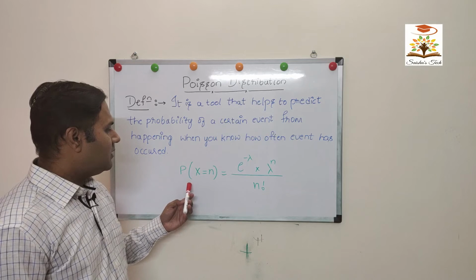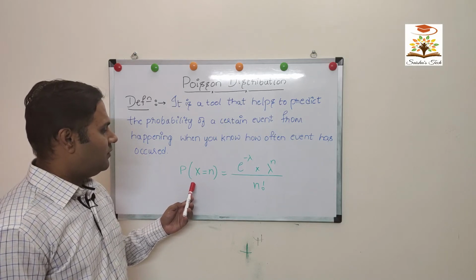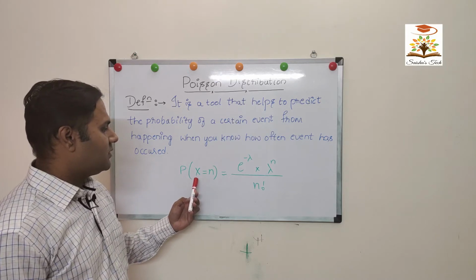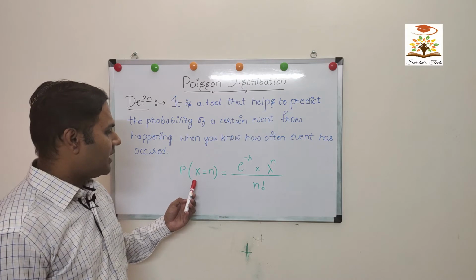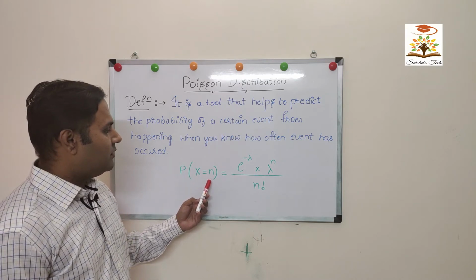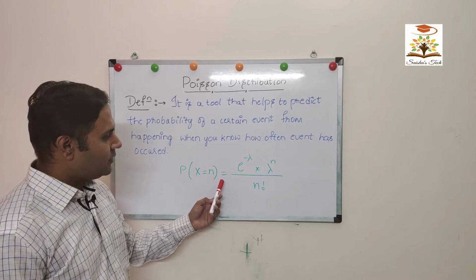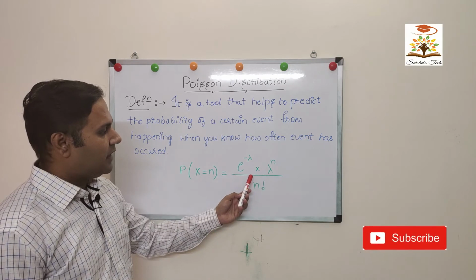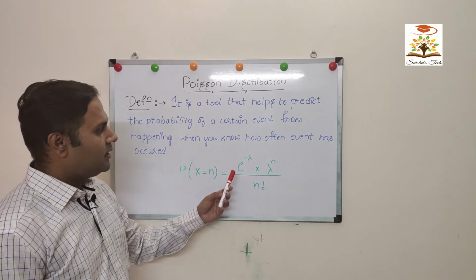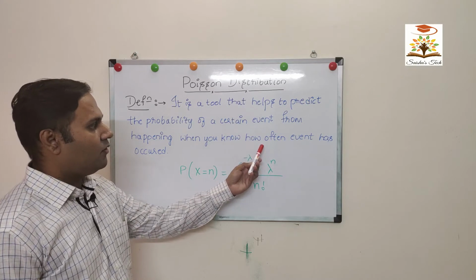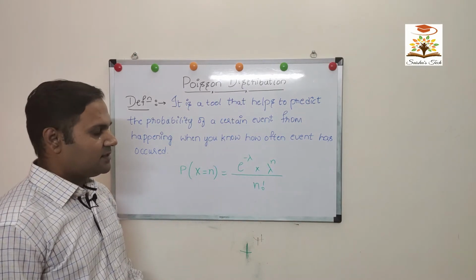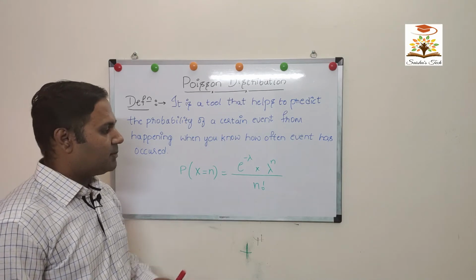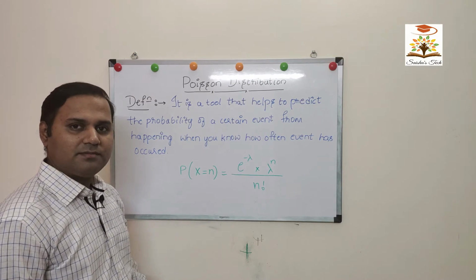The formula, that is the probability density function for Poisson's distribution, would be represented as P of x is equal to n, where x is a random experiment, n is the number of events, which is equal to e raised to minus lambda into lambda raised to n divided by n factorial, where lambda represents how often the event has occurred, that is mean or average of the event occurrence, and n represents the number of events.